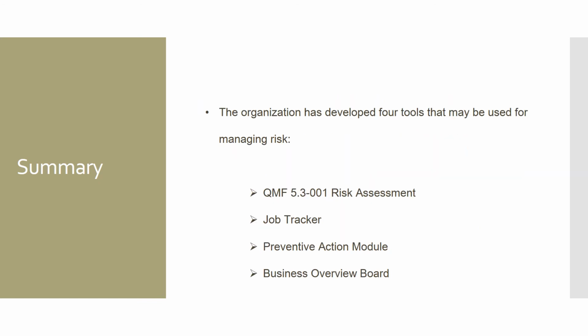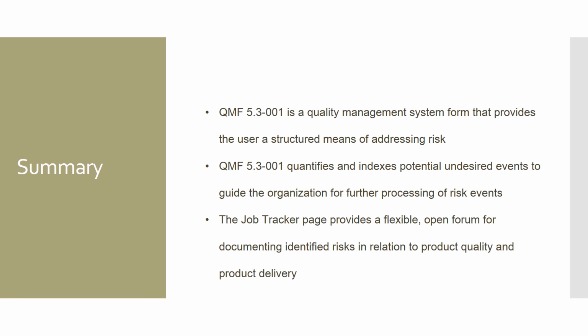The organization has developed 4 tools that may be used for managing risk: QMF 5.3-001, Risk Assessment, Job Tracker, Preventive Action Module, and the Business Overview Board. QMF 5.3-001 is a quality management system form that provides the user a structured means of addressing risk. QMF 5.3-001 quantifies and indexes potential undesired events to guide the organization for further processing of risk events.